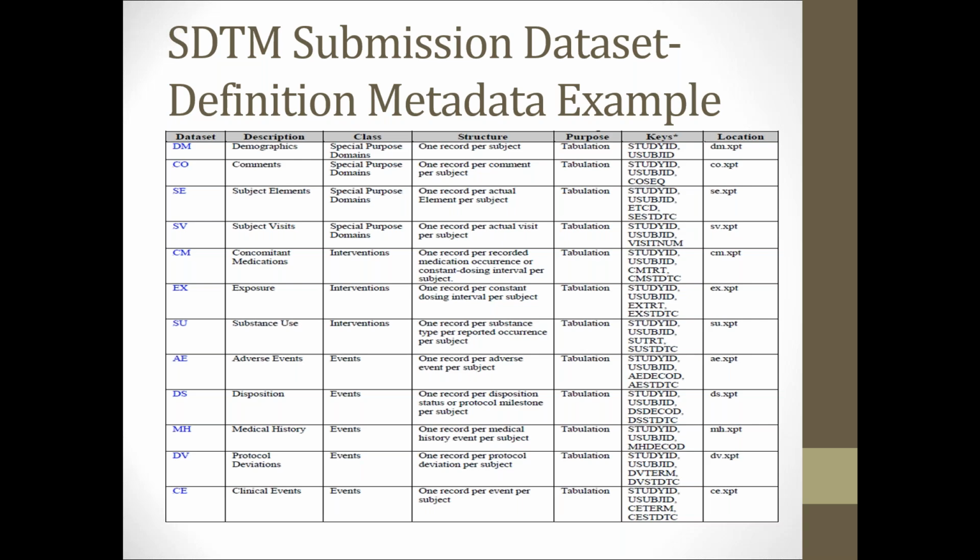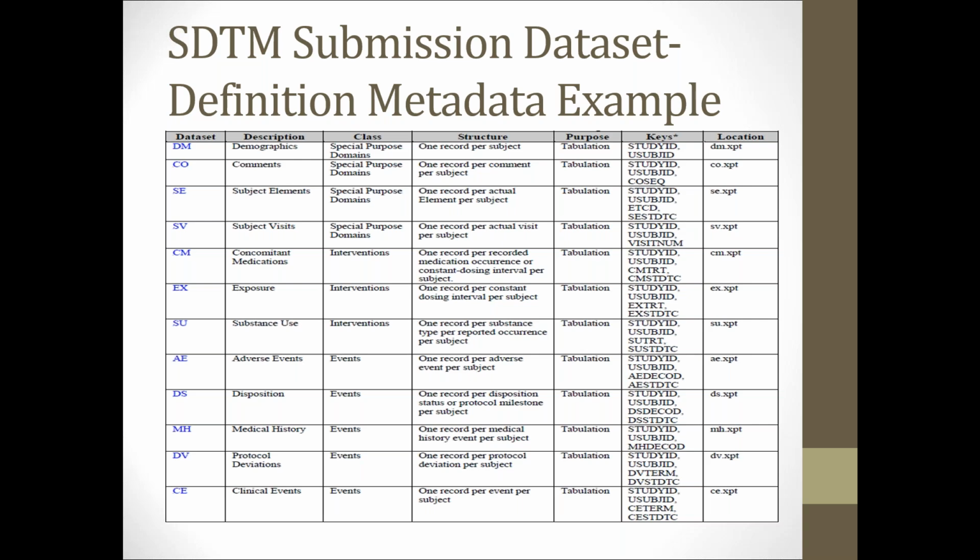Suppose subject number 1 had suffered from COVID. You will write it as an event. Subject number 2 has typhoid. It will be considered a record. All that major stuff we will write in this MH domain, not cold and cough. Just the basic, main, important points we will write in the MH domain.